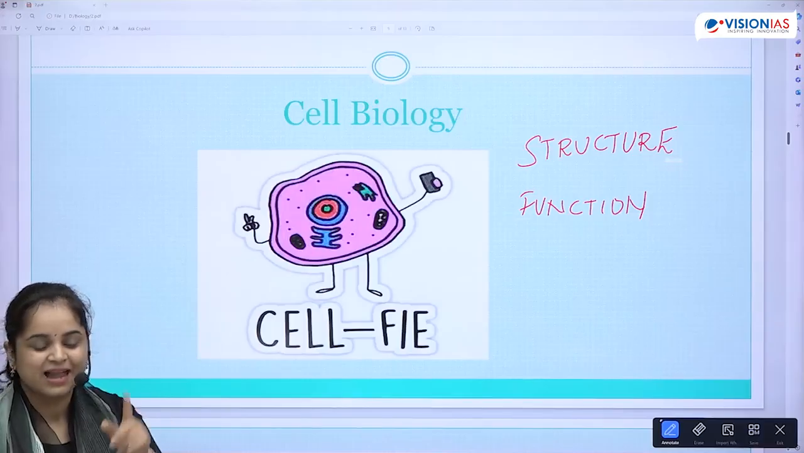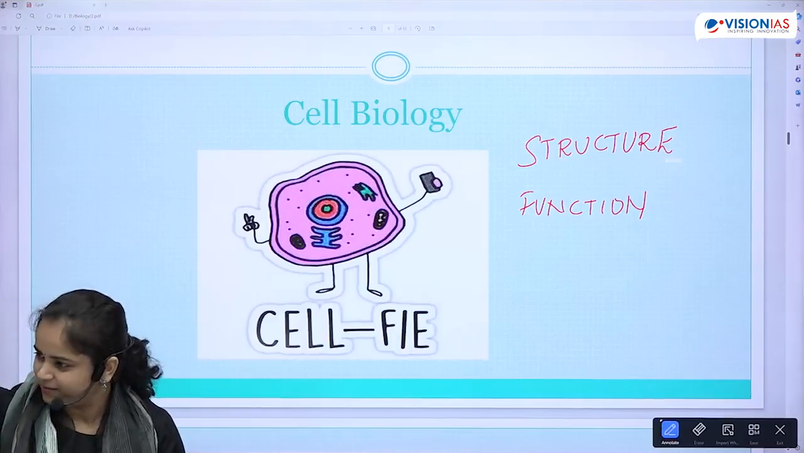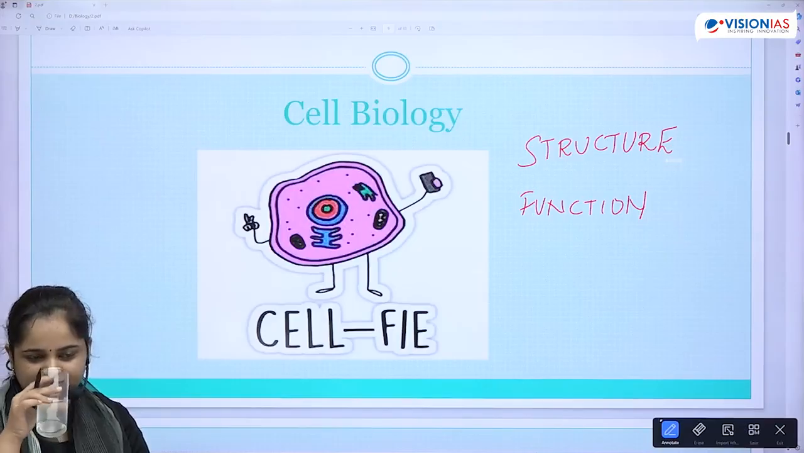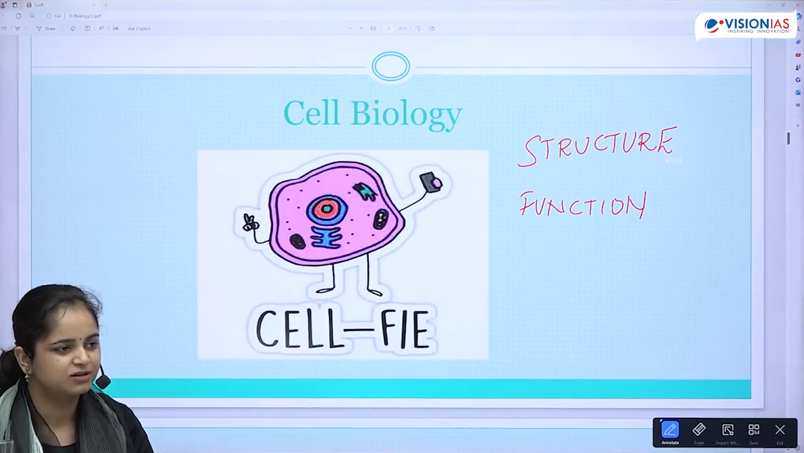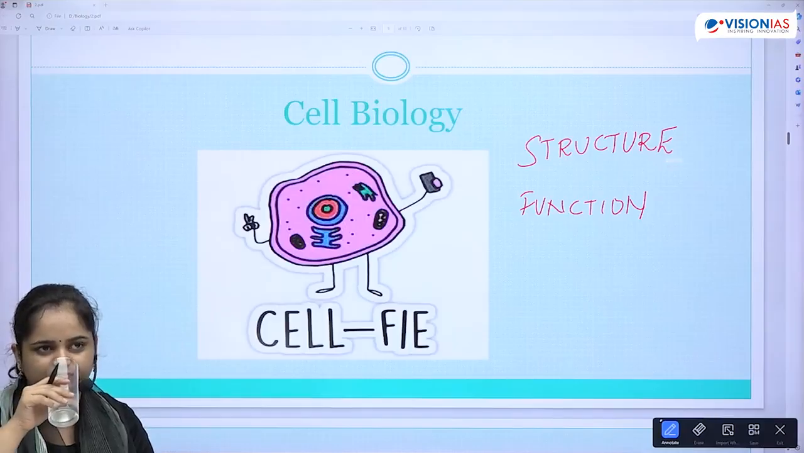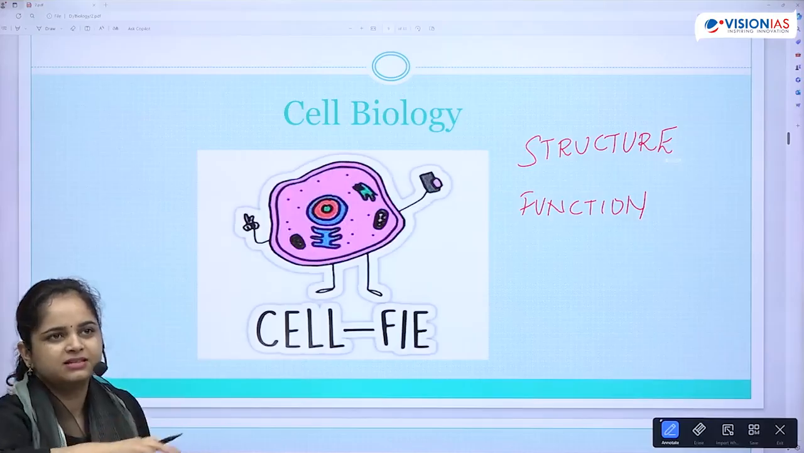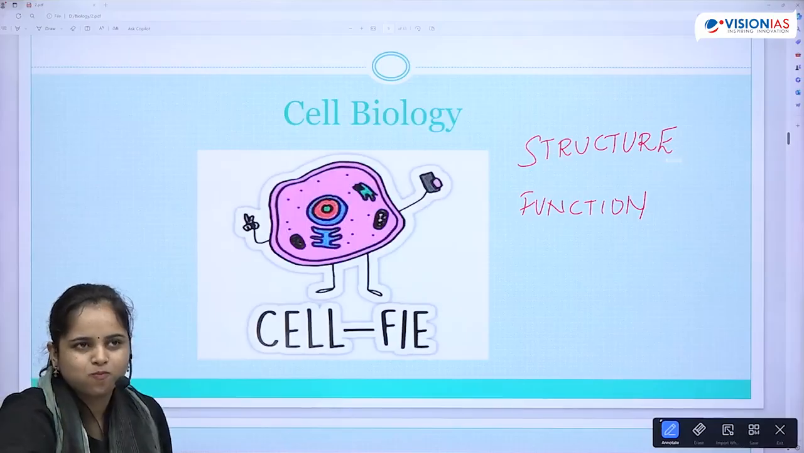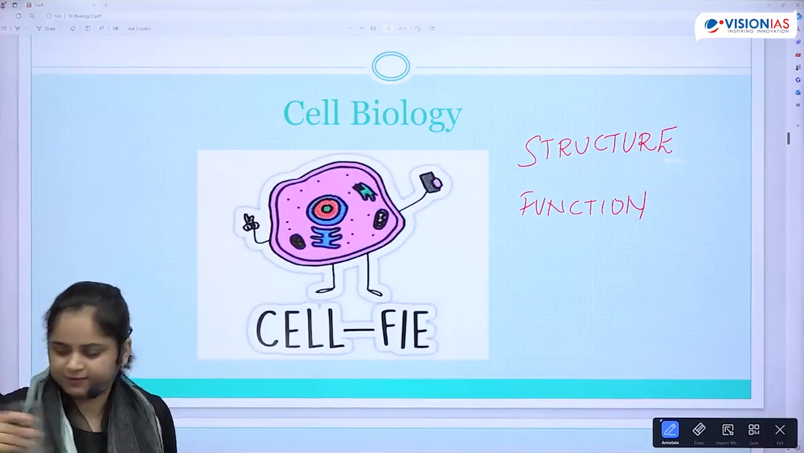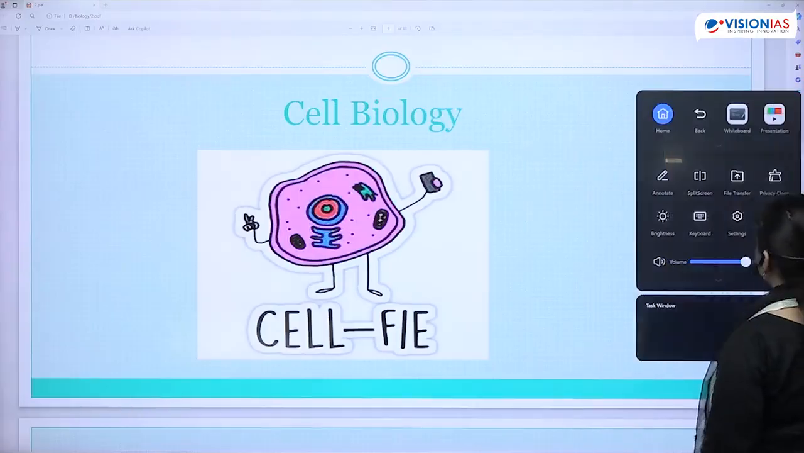Okay. Please write the definition of a cell. Cell is the basic structural and functional unit of all known forms of life. All known forms of life. Now we are going to talk about different organisms based on this idea of the cell.